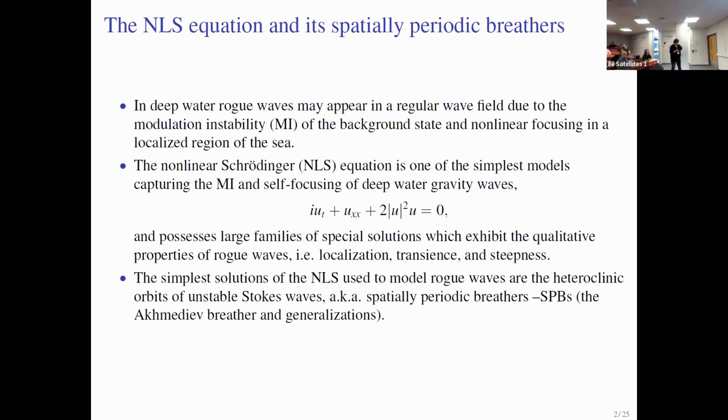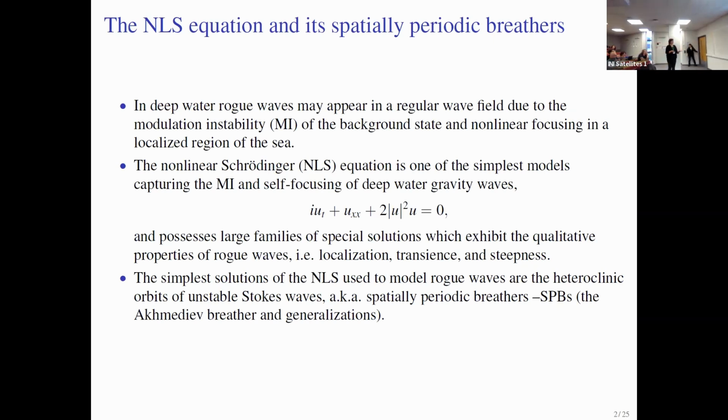Okay, so as Anna had discussed, in deep water, rogue waves may appear in a regular wave field due to the modulation instability of the background state and nonlinear focusing in a localized region of the sea. The nonlinear Schrodinger is one of the simplest models for capturing the modulational instability and self-focusing. And as such, these special solutions have come to be used as prototypes for rogue waves because they exhibit all of the qualitative features. You saw very nice plots in the previous talk, and they are localized, transient and steep.